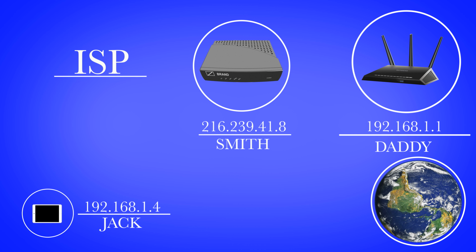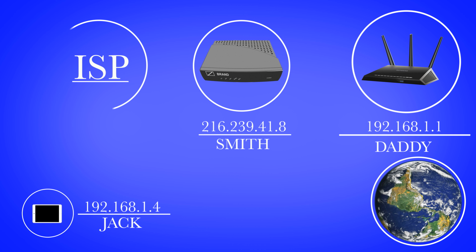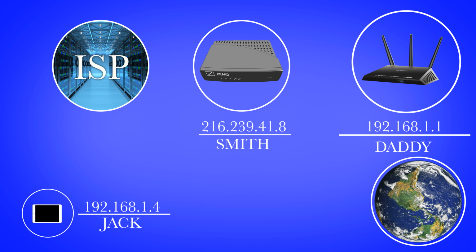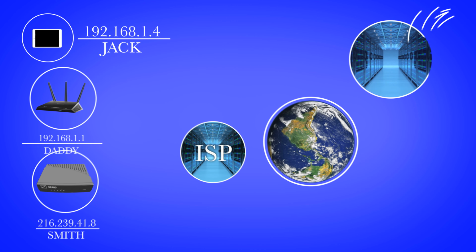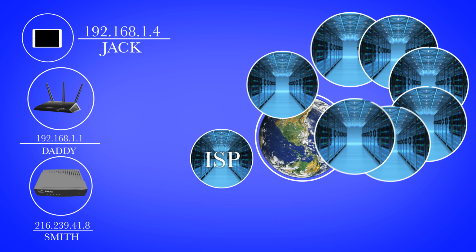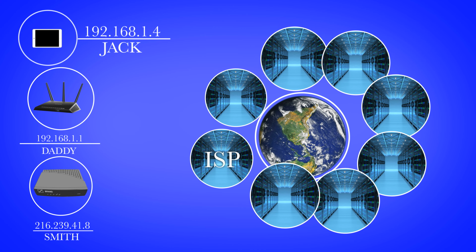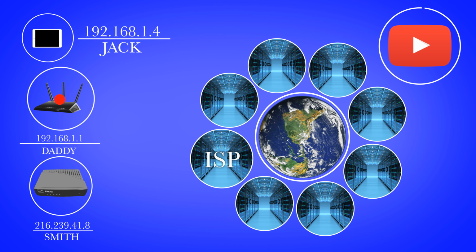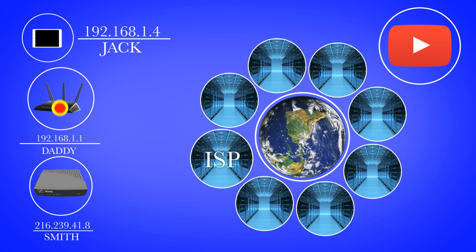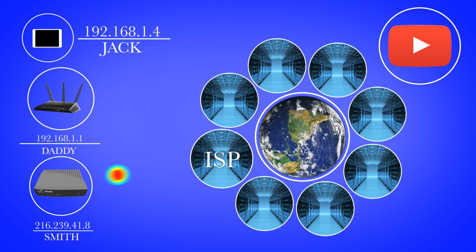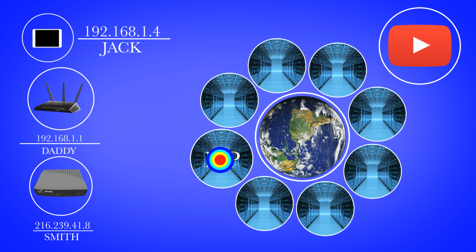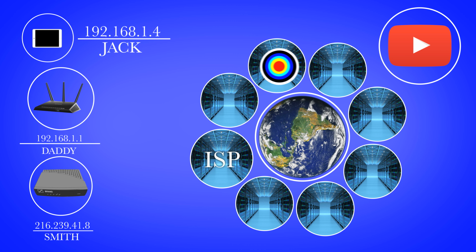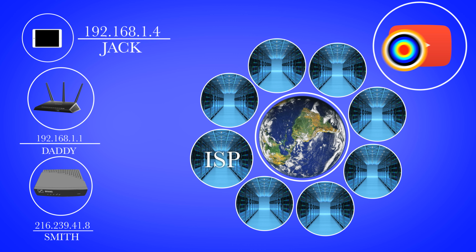The modem is connected to the ISP over a network of wire. Your ISP has a huge server, which is connected to other huge servers, which are also connected to other huge servers everywhere in the world. So if Jack wants to watch a YouTube video, he requests that YouTube video from Daddy, the router requests it from the modem, the modem requests it from the ISP server, the ISP requests it from another server, which may request it from another, and so on, until the request reaches YouTube.